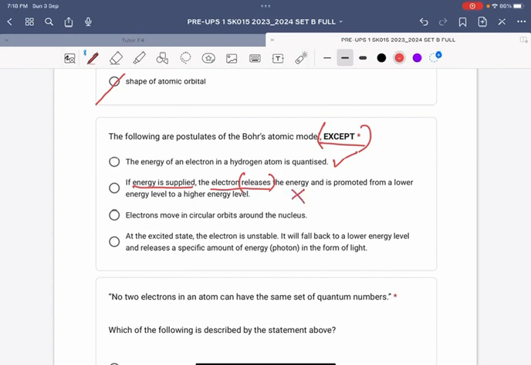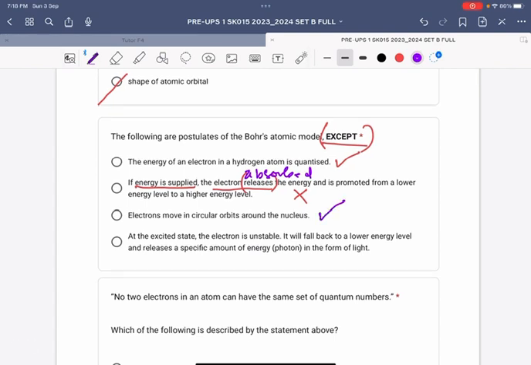Okay, the keyword releases is wrong. Actually, when energy is supplied, it is supposed to absorb the energy. Okay, electron moves in a circular orbit. This is correct. At the excited state, the electron is unstable. It falls back to a lower energy level and releases a specific amount of energy in the form of light. This is correct. So, of course, jelas, very clear, the answer is option 2.